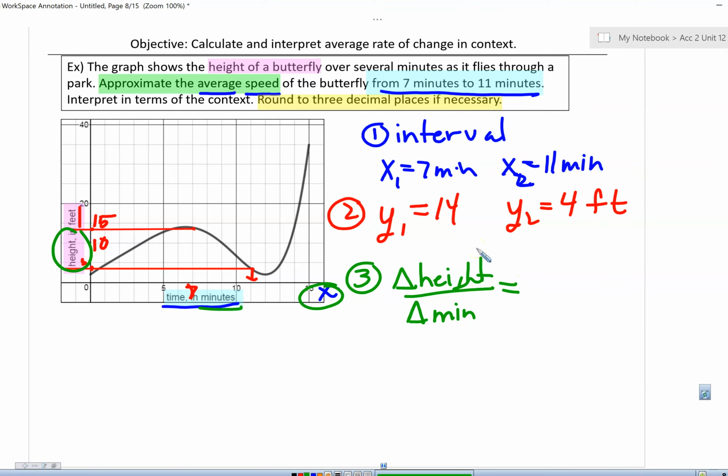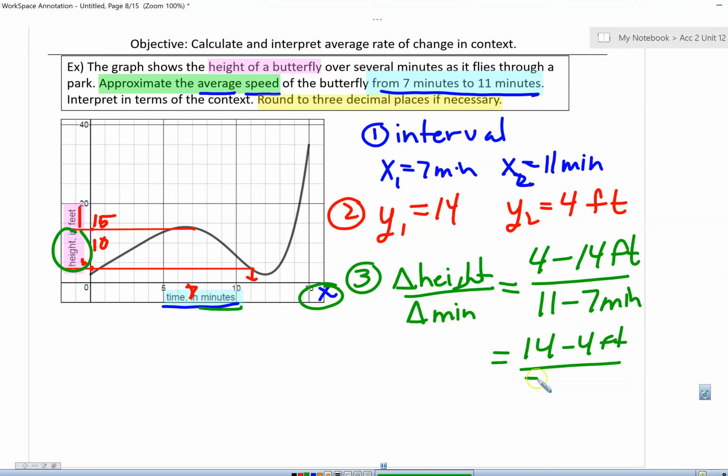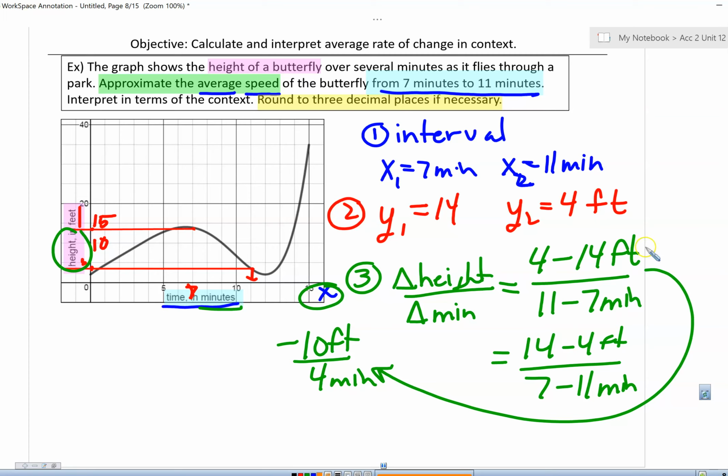So I can do 4 minus 14 feet over 11 minus 7 minutes, or I could do 14 minus 4 feet over 7 minus 11 minutes. Both would be correct and give you the correct answer. So either way, I'm going to go back to this one. So this is going to give me negative 10 feet over 4 minutes. So as I was saying, when you put your units in here, here are going to be the units, feet per minute, of our final answer.